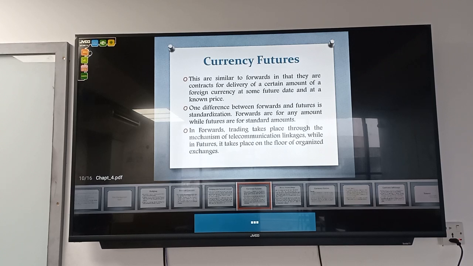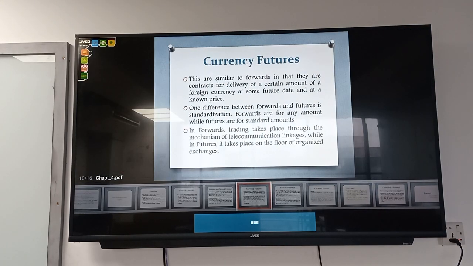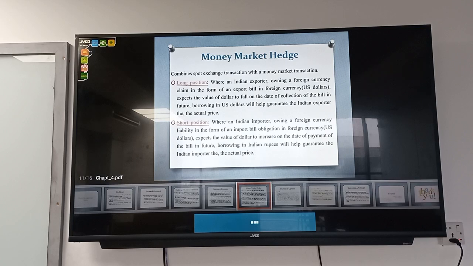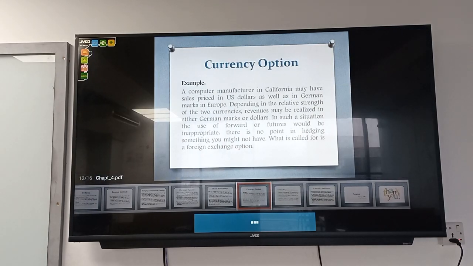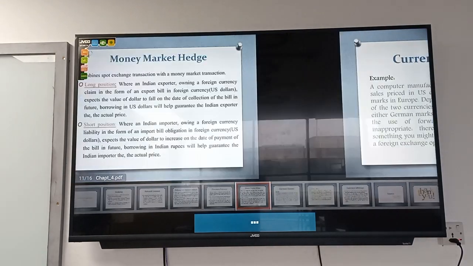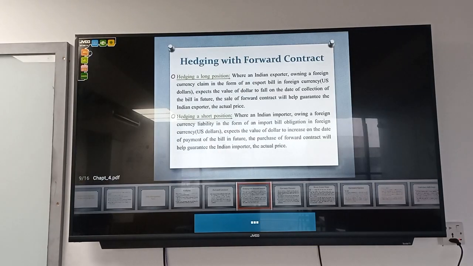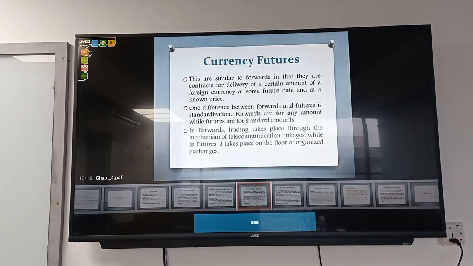In currency futures, we did it last class? Yes, we did it, right? Okay. We are starting from hedging long position, that was done, currency futures was not done.